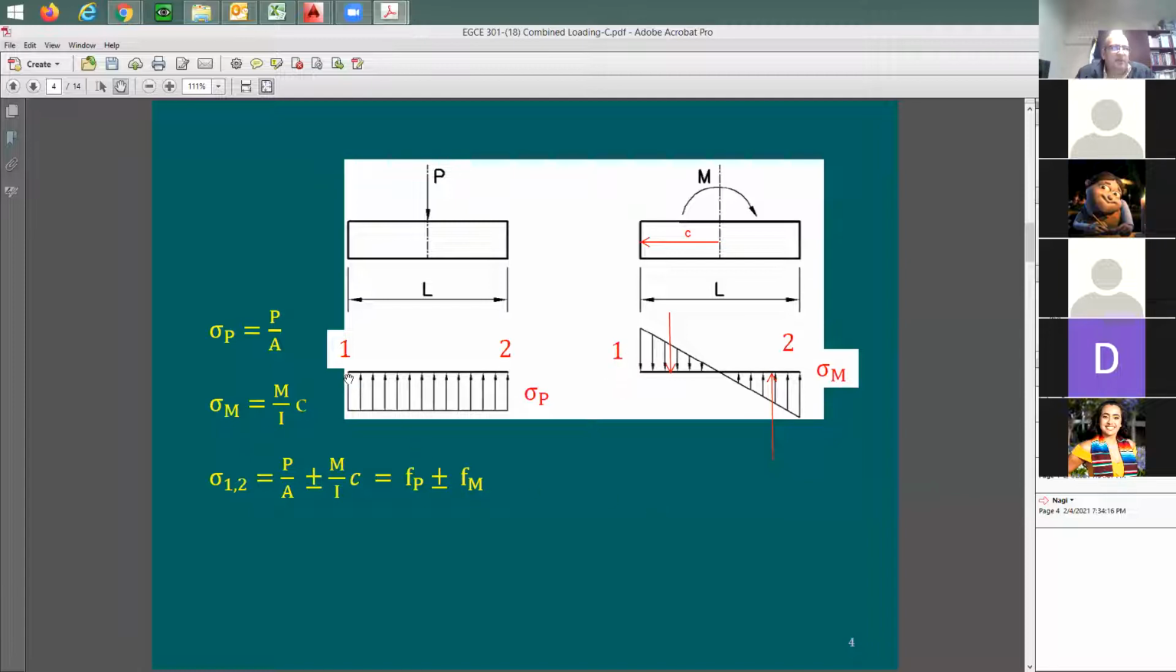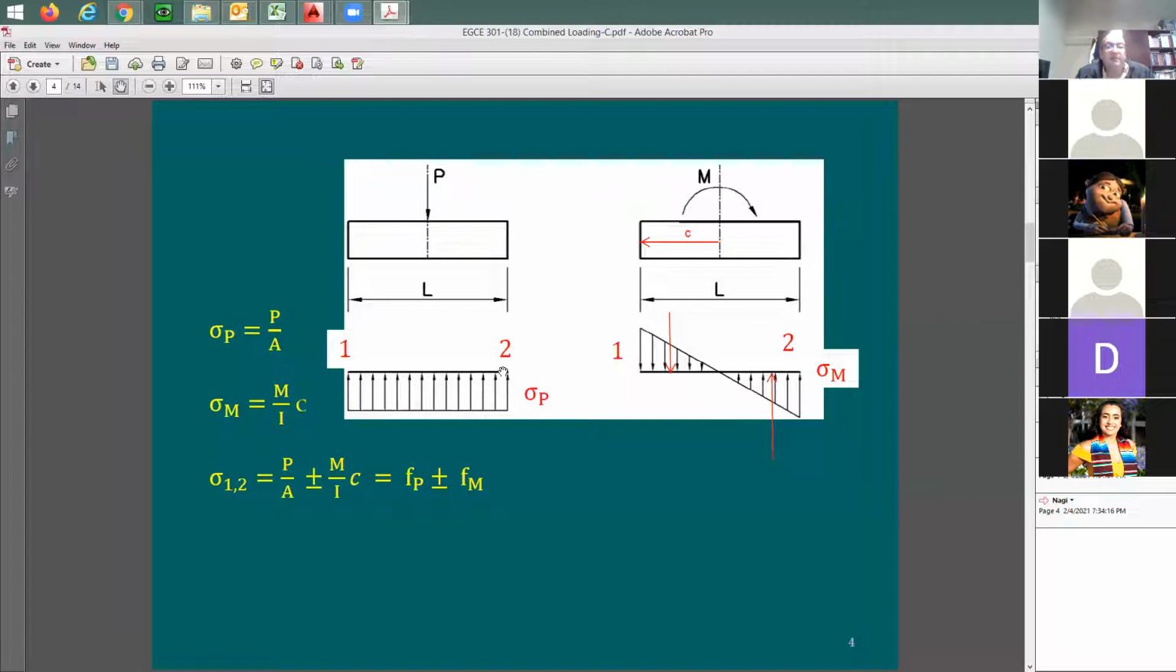How about side 1 here? Is this tension? Look at the direction of the stress. Oh, no, it's compression. So side 2 is compression, right? Yeah. Side 1 is tension here, and side 1 and 2 are going to be in compression here.